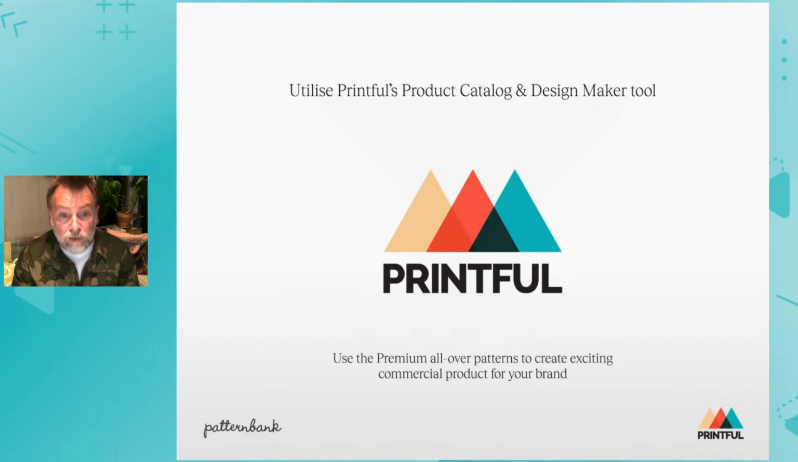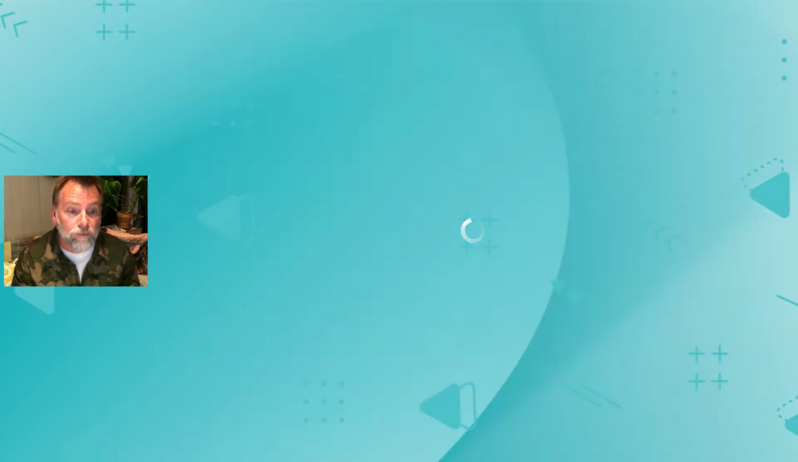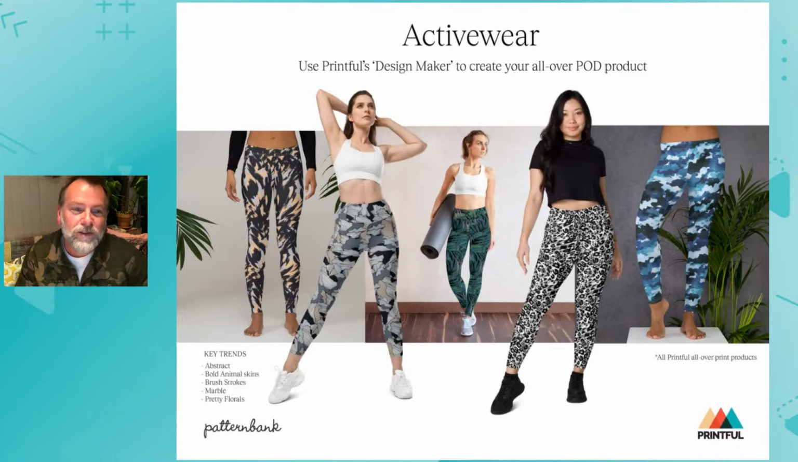So I've just gone through and looked at some of the product catalog from Printful, using their design maker to create these all over print on demand products. So again, looking at activewear, I was looking at the trends that are coming through on activewear, looking at competitors, and key trends we're seeing are abstract shapes, bold animal skins, brush strokes, marble, and pretty florals. So I've just chosen some of the premium designs here, and then taken them through Design Maker and shown you what you can actually create in the activewear area.